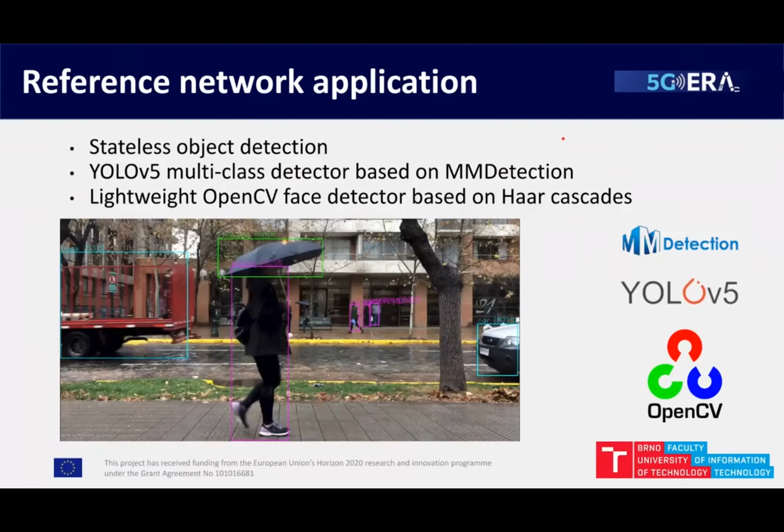So that was it for the description of the interface and the description of the life cycle of the network application. Now we can take a brief look at our reference network application, which uses this unified communication interface. For the reference network application, we have selected the stateless object detection task, and we employed the YOLOv5 multi-class detector. So it's a state-of-the-art object detector, which can detect humans, cars, trucks, and a lot of other objects with specified classes. And besides this heavy detector, the reference network application also contains a lightweight OpenCV face detector based on Haar cascades, which can be used for fast and pretty accurate detection of human faces.